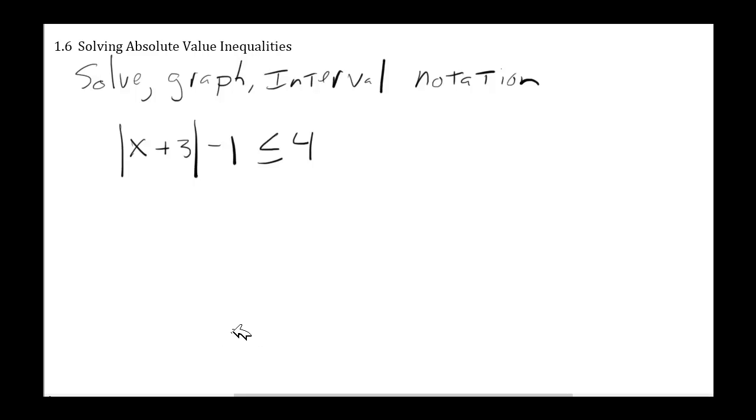Alright, hello everyone. We're in 1.6 and we're going to solve absolute value inequalities. So here's a good example. I have absolute value and I also have an inequality. I have less than or equal to.